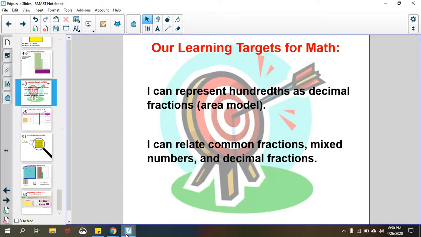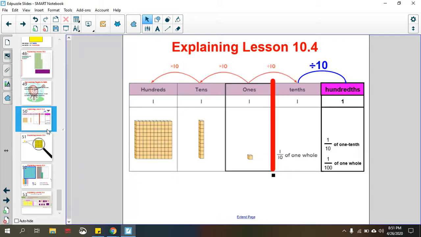All right, so our learning targets for tonight are: I can represent hundredths as decimal fractions using an area model. So again, we're going to focus on that hundredths place and how those are called decimal fractions. And our second target is: I can relate common fractions, mixed numbers, and decimal fractions together. So basically that second target is saying you can understand how those things stand for or represent the same type of thing.